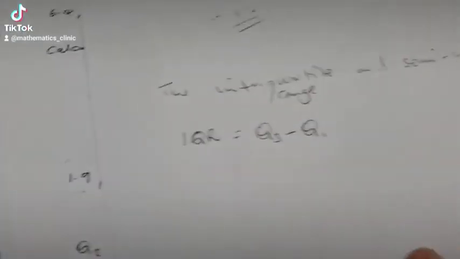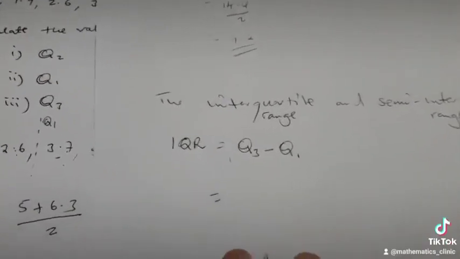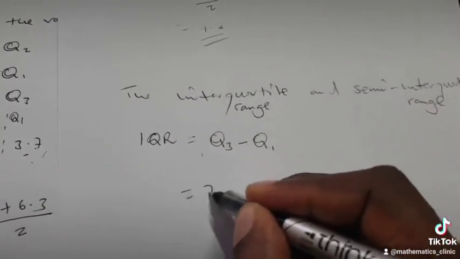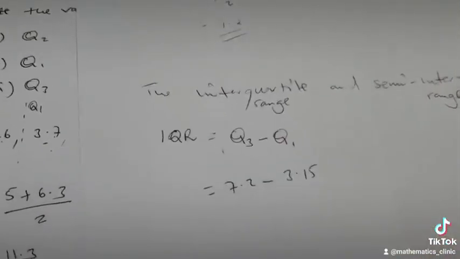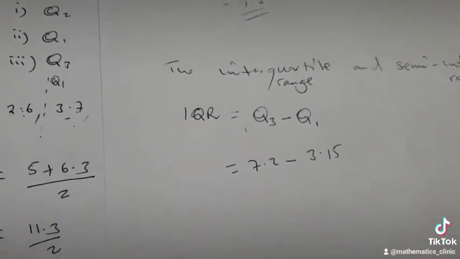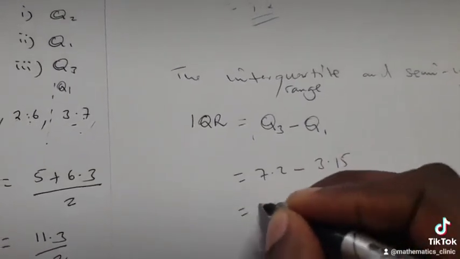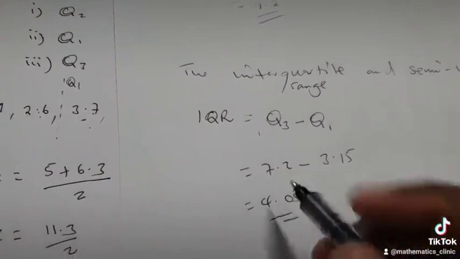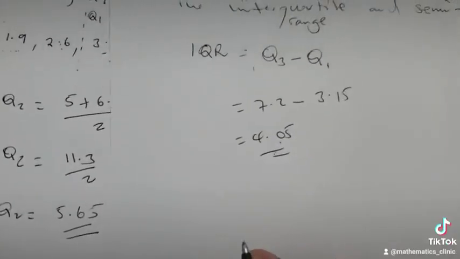So from the data that we just solved, we found that our Q3 is 7.2, minus our Q1, which was 3.15. If you subtract that, we are going to get 4.05. This is our interquartile range. So we got the 7.2, which is our upper quartile, minus the lower quartile. Then you subtract, and you get your interquartile range.